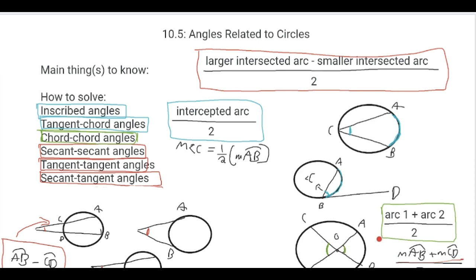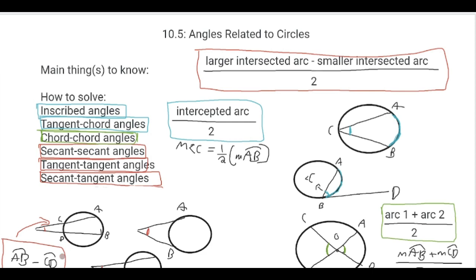So in this case, measurement of AB plus the measurement of arc CD over 2. And then secant angles, tangent angles, and secant tangent angles. So these will be probably the hardest to find. So in this case, in a secant, we're going to take the arc AB minus the arc of CD, and we're going to divide it by 2.